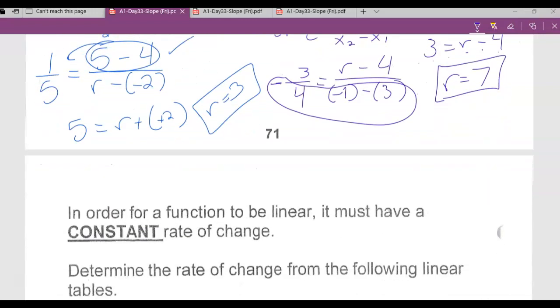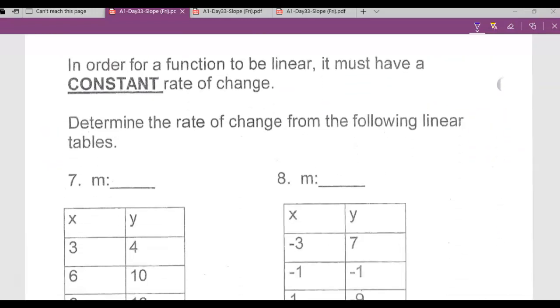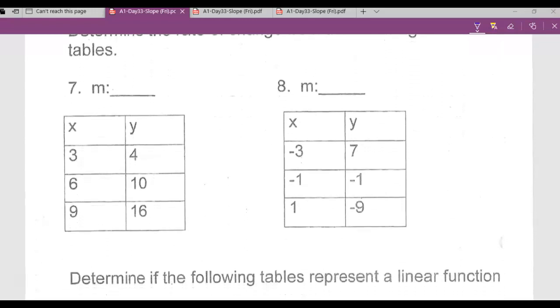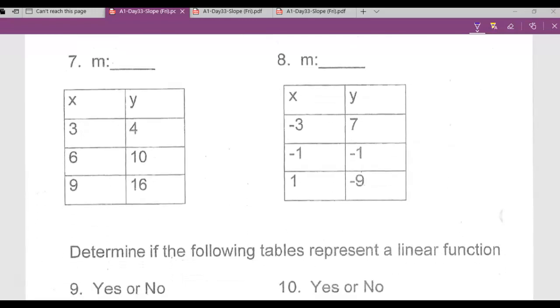It's going to go a little faster from here on out. So slope is also called the constant rate of change. And there are a couple of ways we can do it. When you're given a table, we can still do the slope formula. So let's pick a pair of points from number 7. Pick any one to be our x1 and y1. 6 and 10. Okay, so we'll call this x1 and this y1. Now pick another pair of points to be our x2 and y2. 9, 16, fair enough. x2, y2.